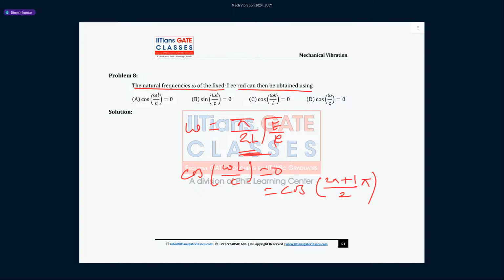Now guys, if you equate what we see, omega by c into L is what? 2n plus 1 by 2 into pi. And we know for first natural frequency n is 0. So what omega are we getting? We are getting pi by 2L into c. C is nothing but under root E by rho. So what is the answer? What is the answer for question number 8?